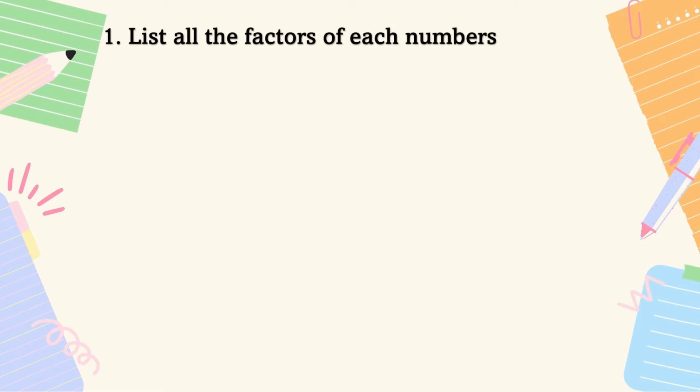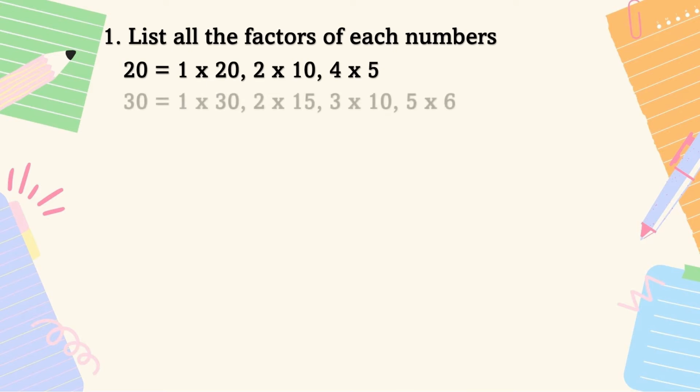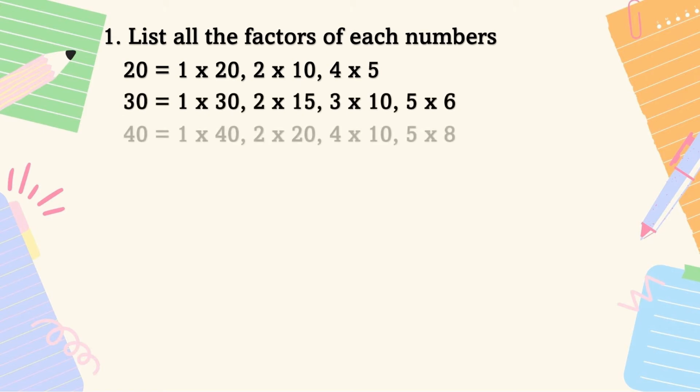For 20, the factors of 20 are 1 times 20, 2 times 10, 4 times 5. For 30, the factors are 1 times 30, 2 times 15, 3 times 10, and 5 times 6. And for 40, we have 1 times 40, 2 times 20, 4 times 10, and 5 times 8.